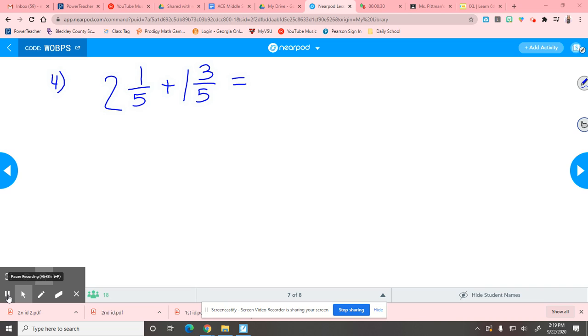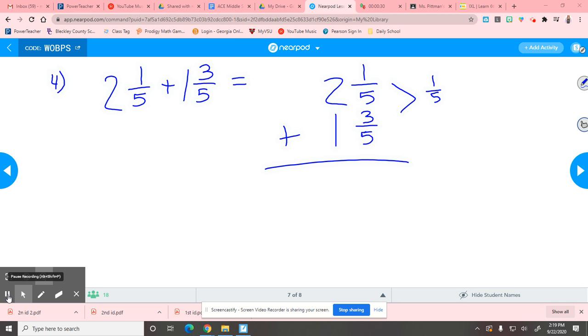There's 2 different ways you can solve for this. One way is to stack it up on top of each other. I can take 2 1/5 plus 1 3/5. What's 1/5 plus 3/5? 4/5. What's 2 plus 1? 3. There's your answer. There's another way to do it.